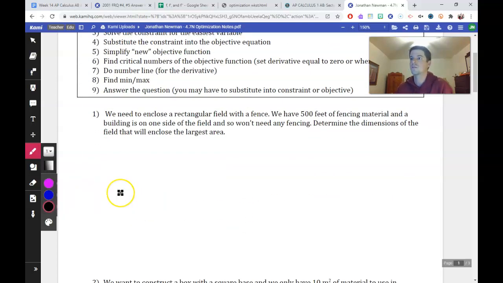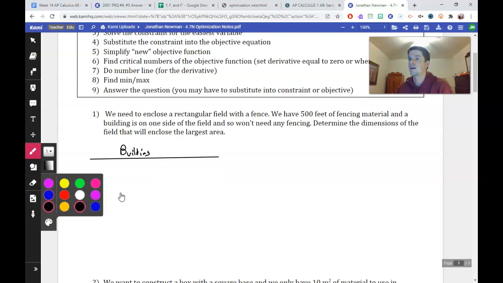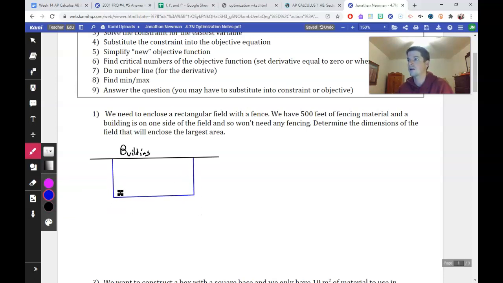First of all, you do want to draw a picture here. We need to enclose a rectangular field with fence. We have 500 feet of fencing, and a building is on one side of the field, so we don't need any fencing on that side. So let's draw the building here. Then we've got our fence. If it's rectangular, I'm picturing the fence on 3 sides, something like this. And I like to use W and L for length and width.